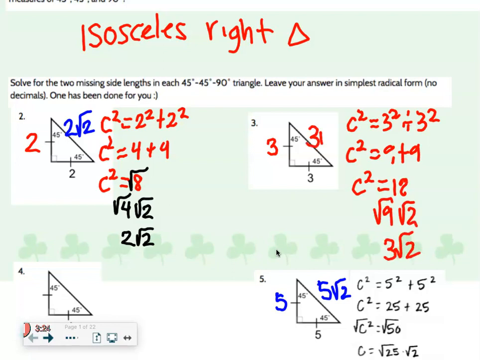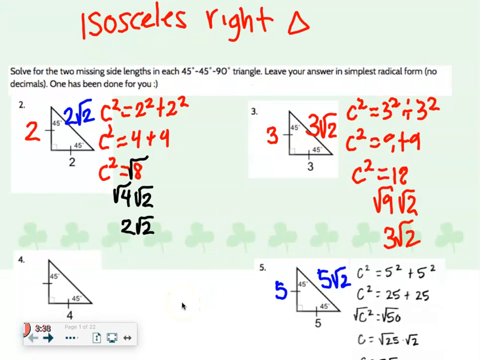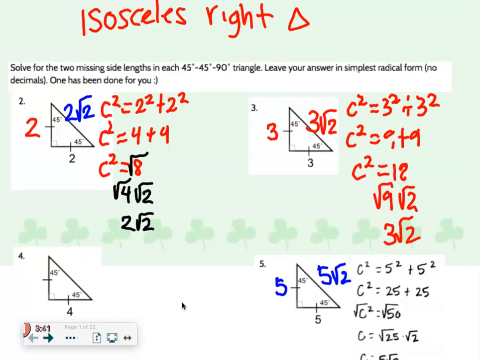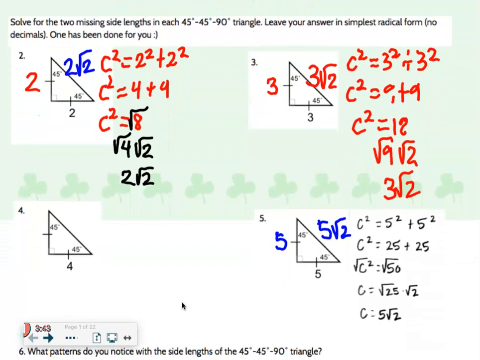Are we seeing a pattern? Whatever the number is, it's just that number with the root 2. You could keep doing the Pythagorean theorem over and over, but your pattern's the same, isn't it? Whatever your leg length is, to find the hypotenuse would just be times the square root of 2.